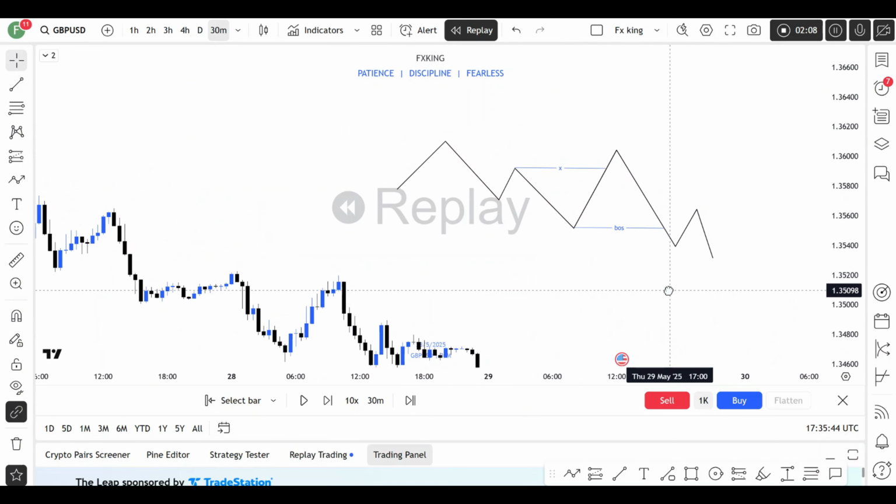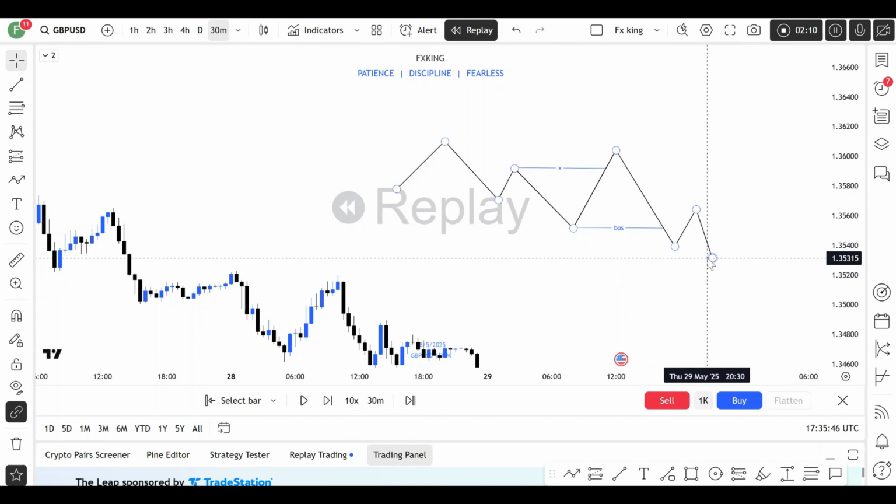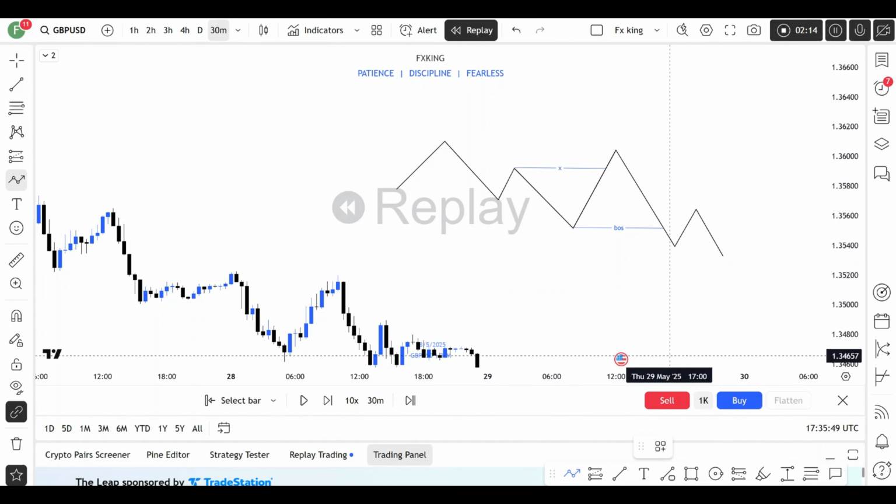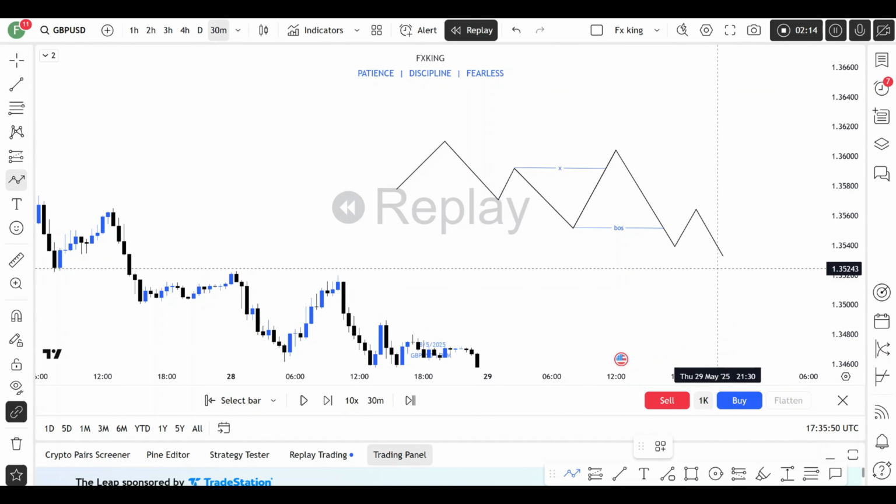Now, after having this valid break of structure here, how do we look for entries? The first thing is we need price to take out our inducement. Here, this is our inducement. After a valid break of structure, we need another inducement. So we need price to take out that inducement and slowly return to our point of interest. When I say slowly, this is what I mean: the price doesn't just return violently, it slowly returns to our point of interest.